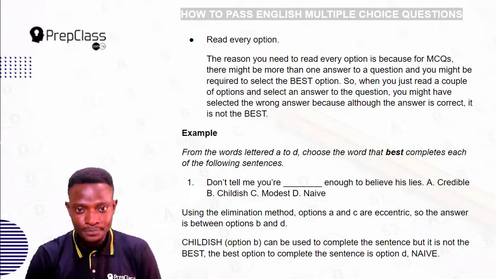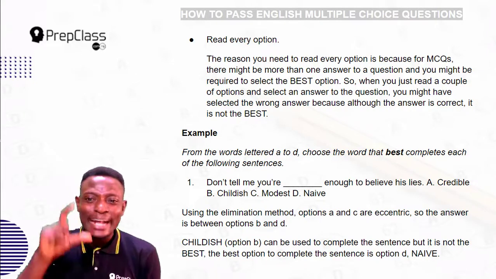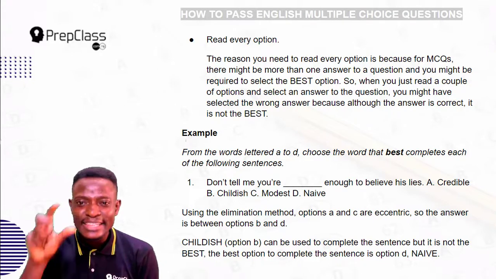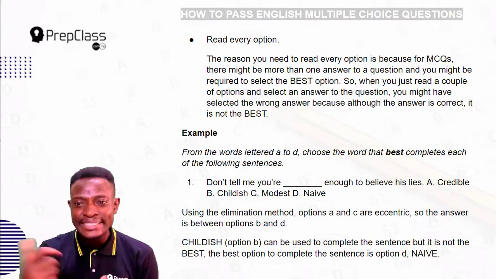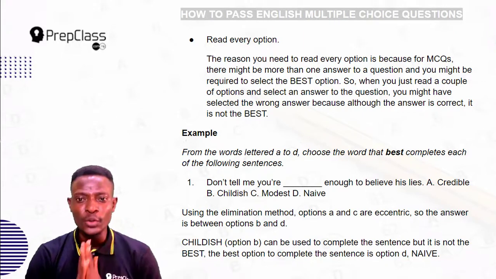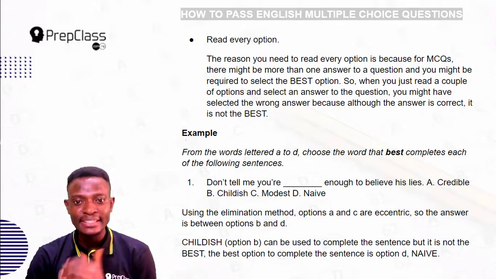For example, from the words lettered A to D, choose the word that best completes each of the following sentences. Now this is the question. Don't tell me you are dash enough to believe his lies. A, credible. B, childish. C, modest. D, naive.